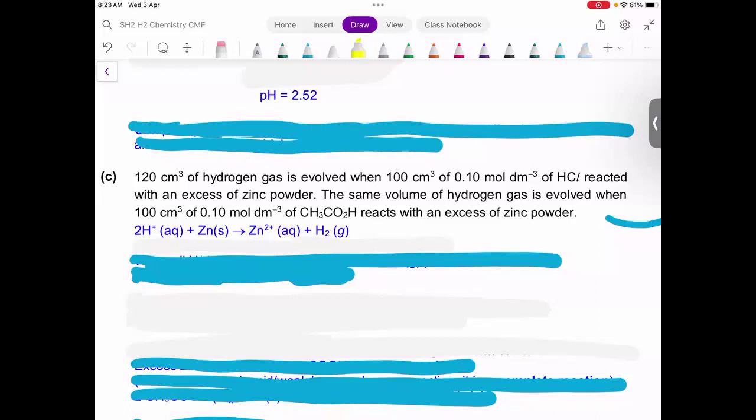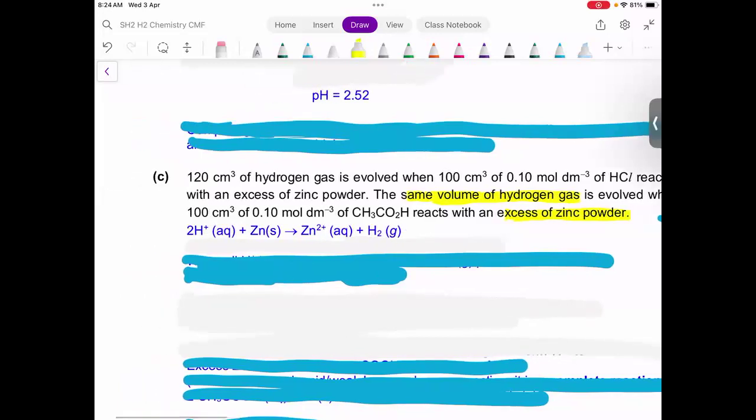Number two, what else do you need to pay attention to? Yeah, same volume. So they give you the same volume of product. Why same volume? Both react to completion. Okay, what enables both acids to react to completion? Yes. Okay, so the excess zinc must be mentioned in your answer. Without the excess zinc, it will not cause your acid to react to completion, especially the weak acid. Okay, so that's why.